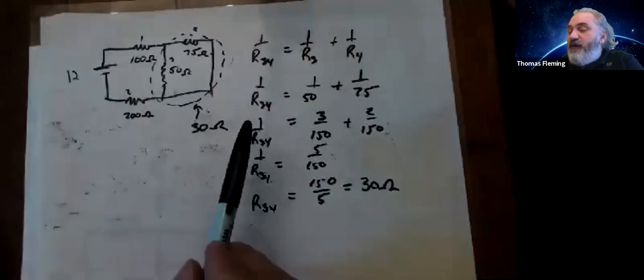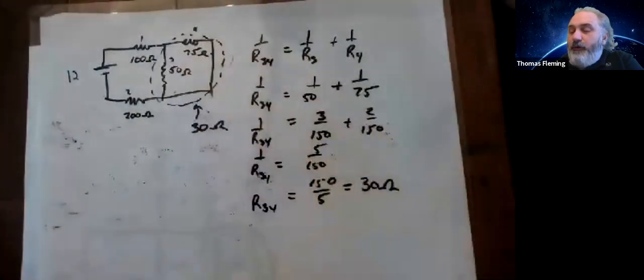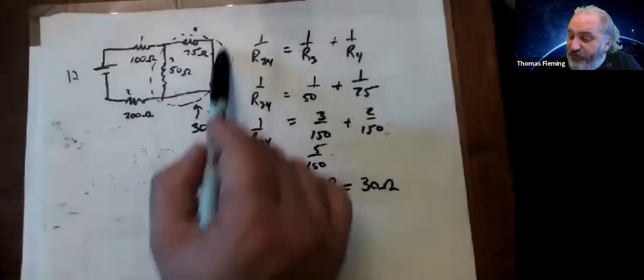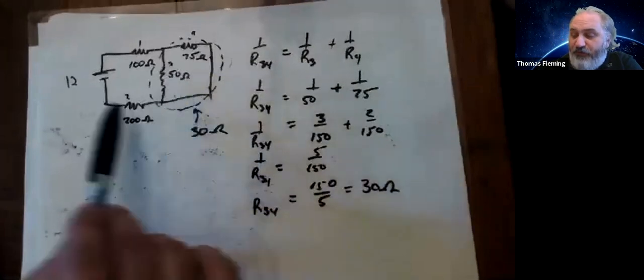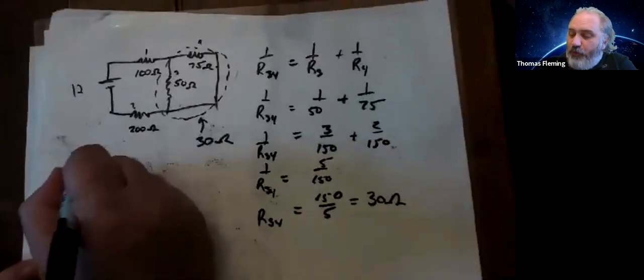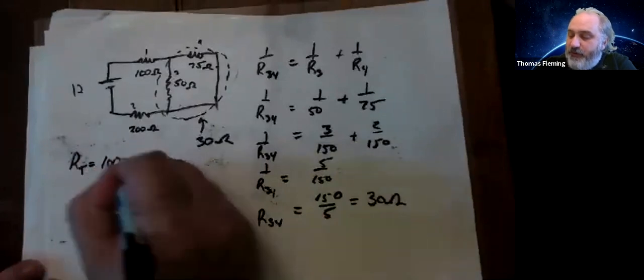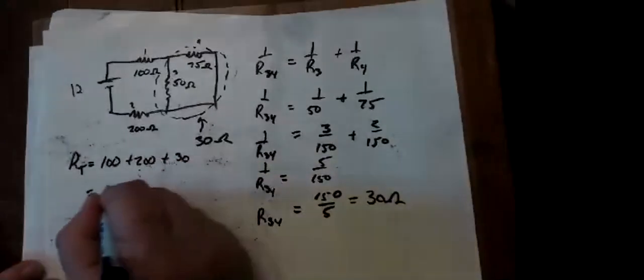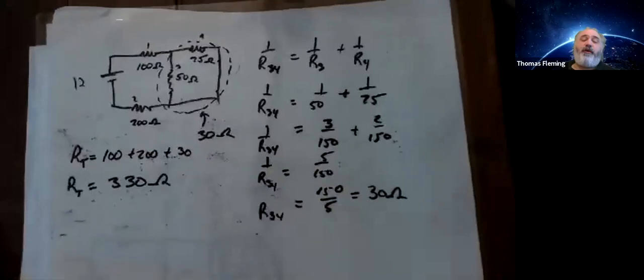Now, if I treat this as one big resistor, I come out of the battery, I go through the 100 for sure. Then I go through this thing for sure. Then I go through this thing for sure. So this, and this are in series now. And so our total for the whole thing is going to be 100 plus 200 plus 30. So this circuit has a total resistance of 330 ohms.